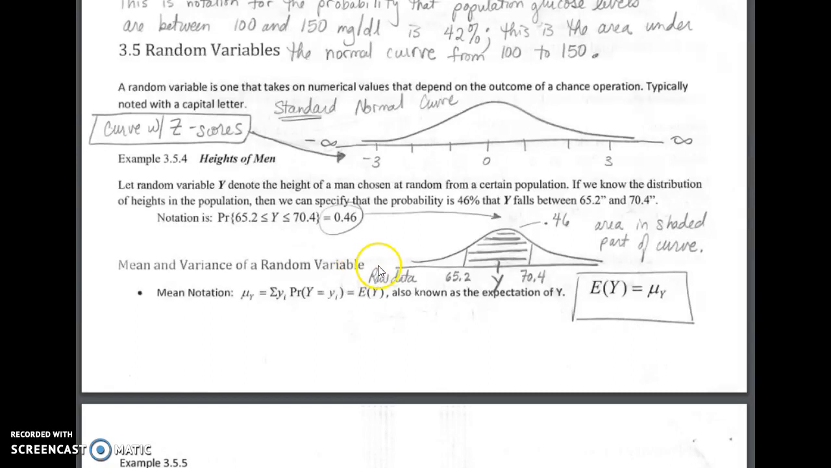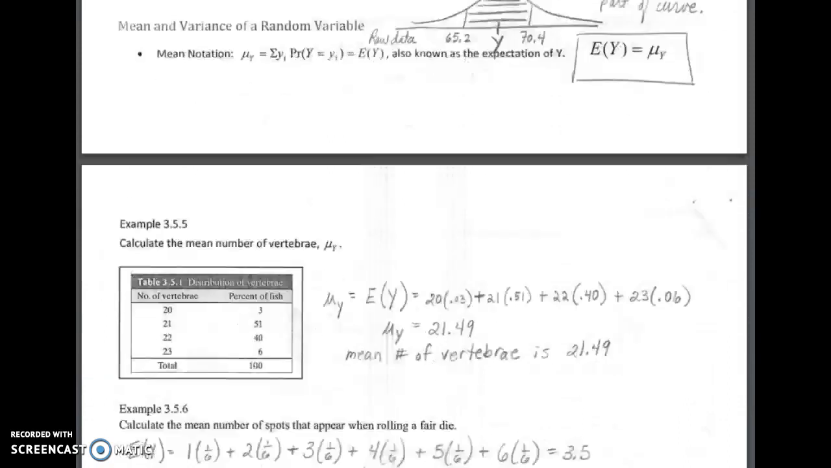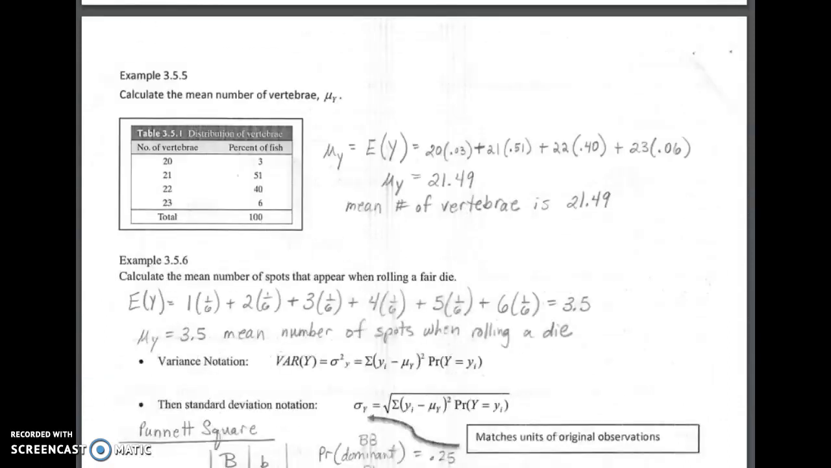as a decimal. If we show that on our curve, this is not a Z curve, this is a normal curve. Raw data gives us 65.2 to 70.4. The area between those is shaded in and is 0.46. We can convert our raw data to Z scores. We're going to do that later on in the class, so I will show you how to do Z conversions later. Here's an example, 3.5.5, the mean number of vertebrae for these particular fish.